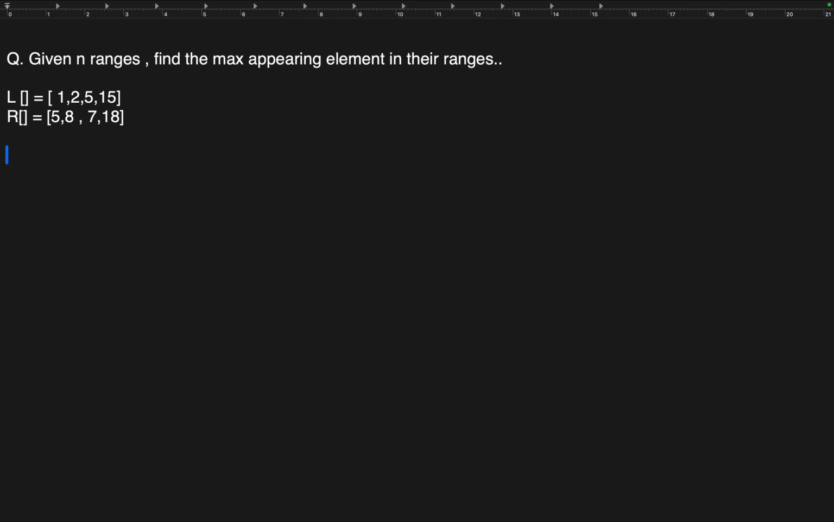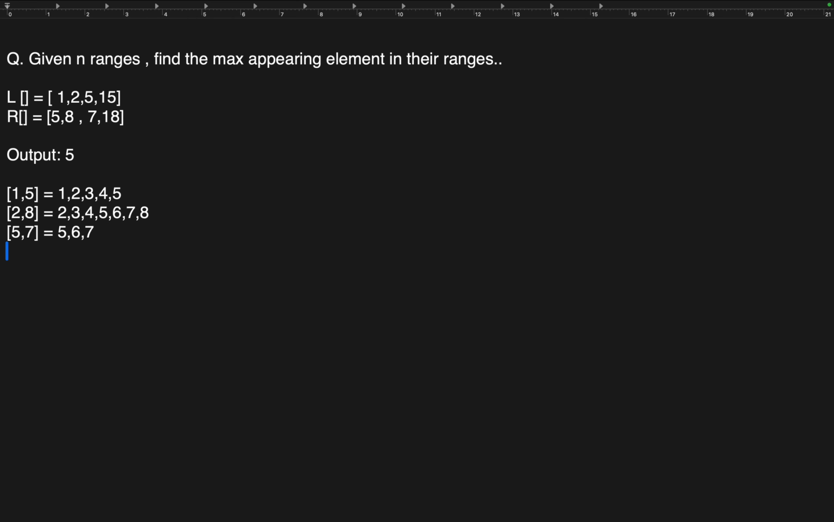For the output, it is going to be 5. Now how is the output 5? From the first range, 1 to 5, I will write 1 2 3 4 5. Now the next given range is 2 to 8, so again the same: 2 3 4 5 6 7 8. Similarly for the range 5 to 7.